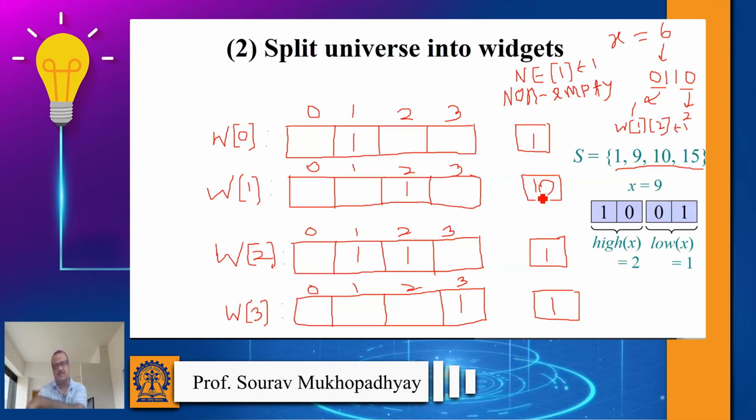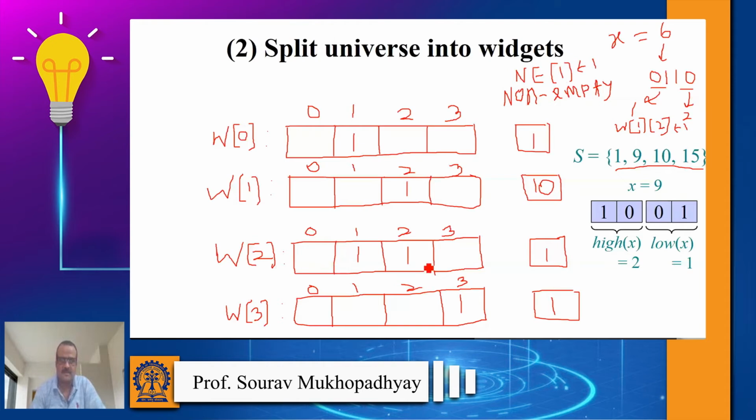Similarly for deletion, if you want to delete this 1 again. Yeah, I got your point. You're saying that if there are more than one key in the subarray and you delete this, then we cannot make it 0, because we are not sure whether other keys reside in this widget. So in that case, we have to traverse this list.